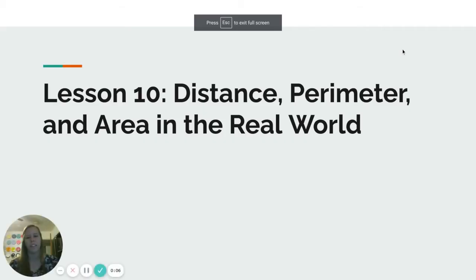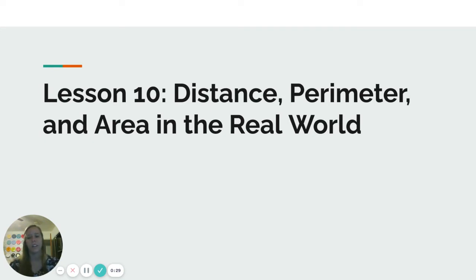So we've been looking at distance on the coordinate plane, then we looked at perimeter and area of polygons on the coordinate plane. Now we're looking at all three in the real world. So this is probably going to be the shortest lesson you're ever going to have in math. For your assignment, it's going to be a short answer question on Edmodo. Maybe 3 questions.